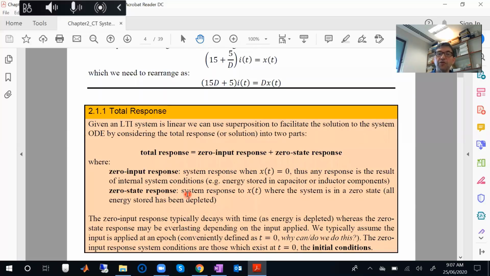And that's how we model systems. We define t equals 0 as the epoch where an input is applied, or more often than not, the input gets changed, and also the time where you have a state of the system that you need to use to work out what happens to the system irrespective of the input, the zero input response.